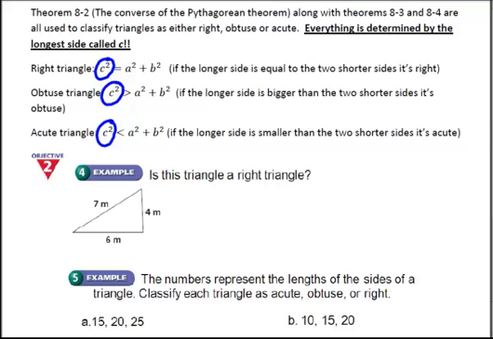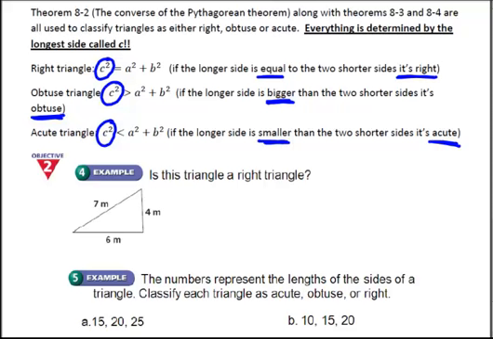If the longer side squared is equal, it's a right triangle. If it's bigger, then it's an obtuse triangle. And if it's smaller, then it's an acute triangle. So equal is right, bigger is obtuse, and smaller is acute. So let's give an example.